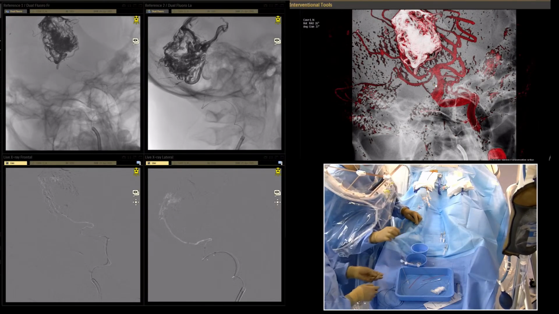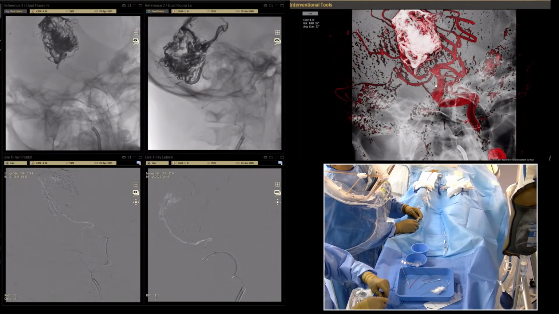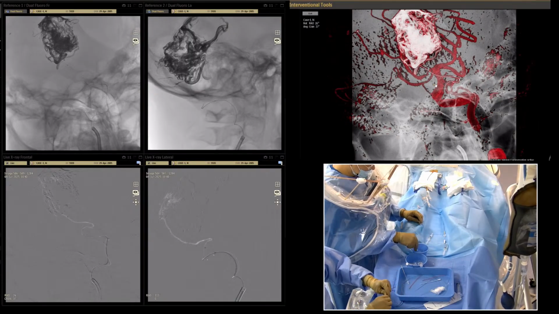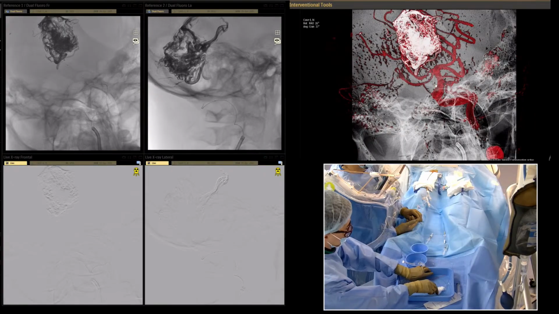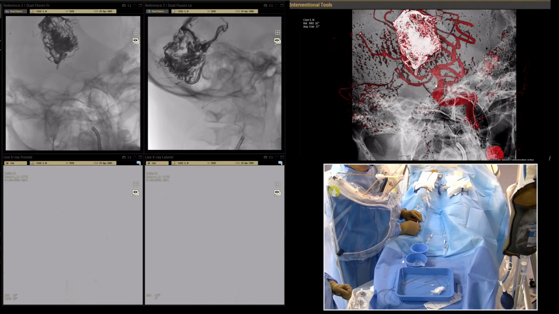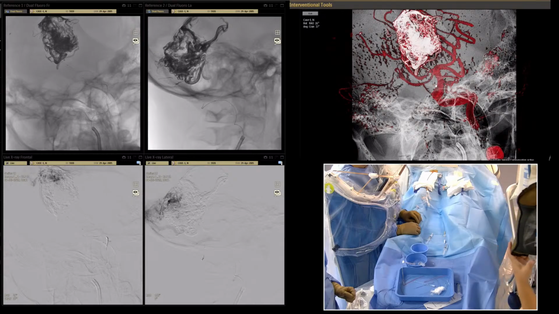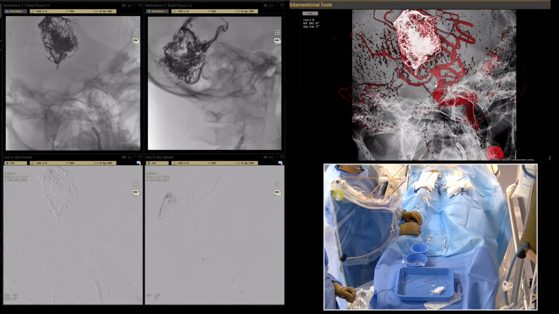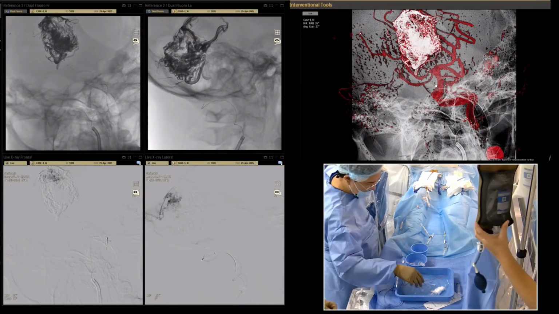Let's do the angle from here. Observe. So let's switch position, and maybe it's possible to send it distally, yeah? Send it distally over.